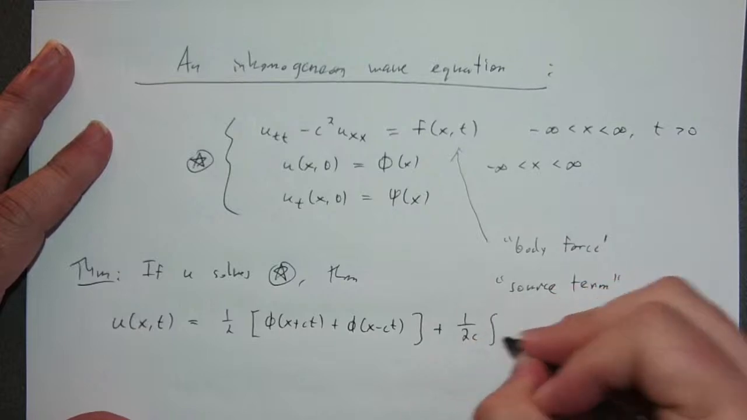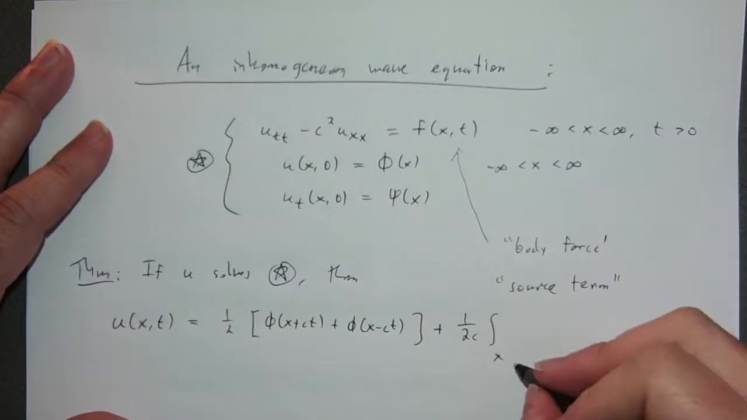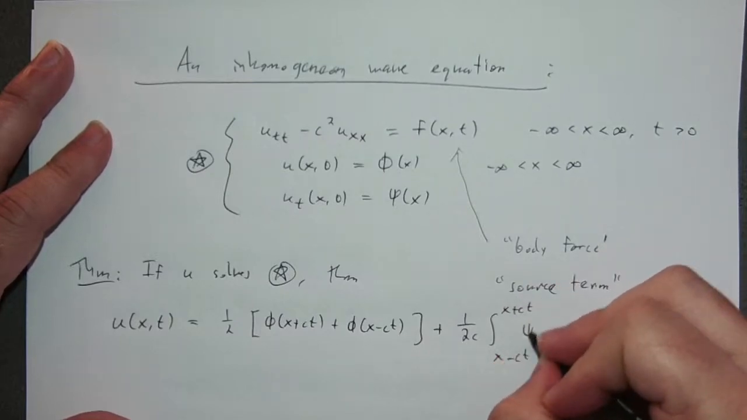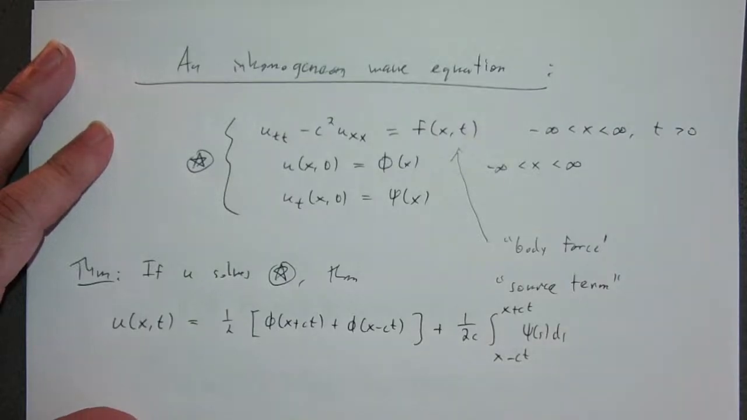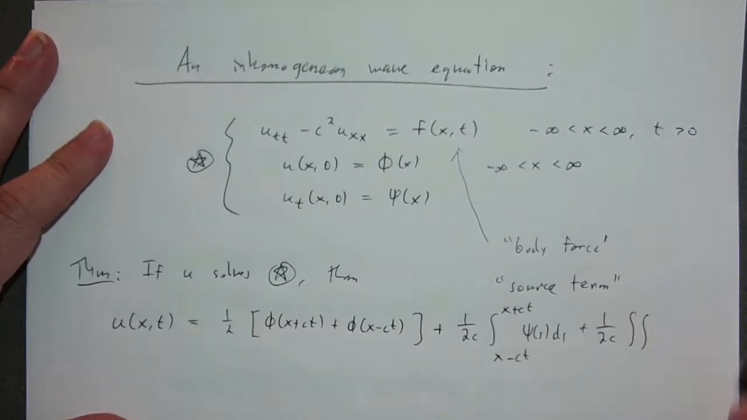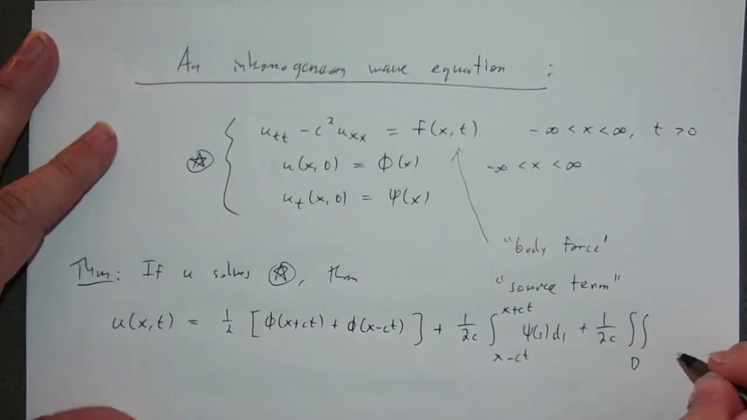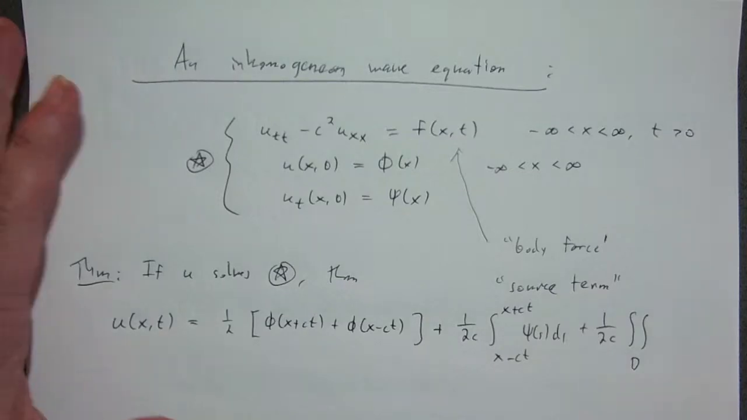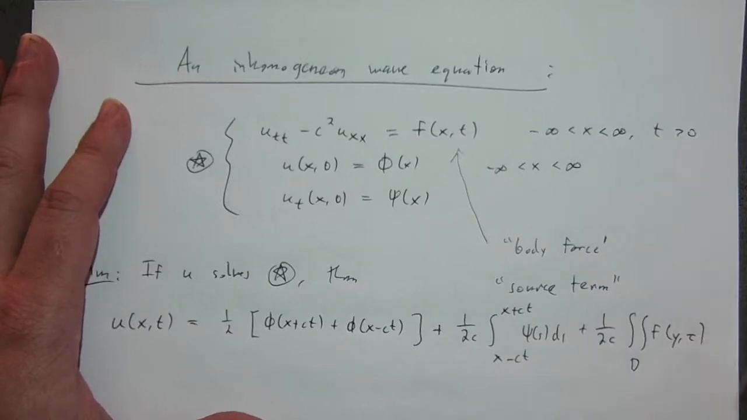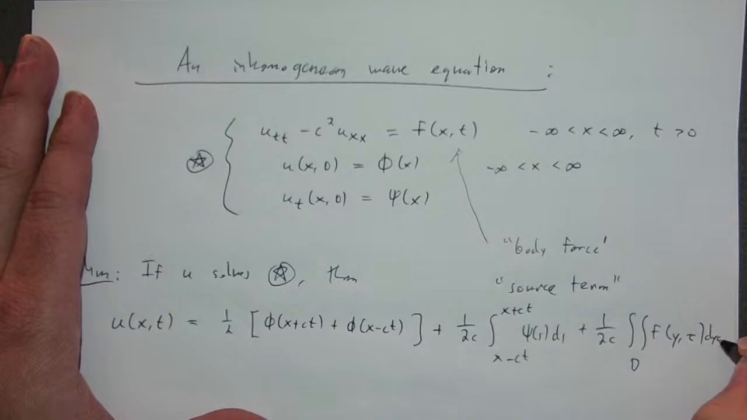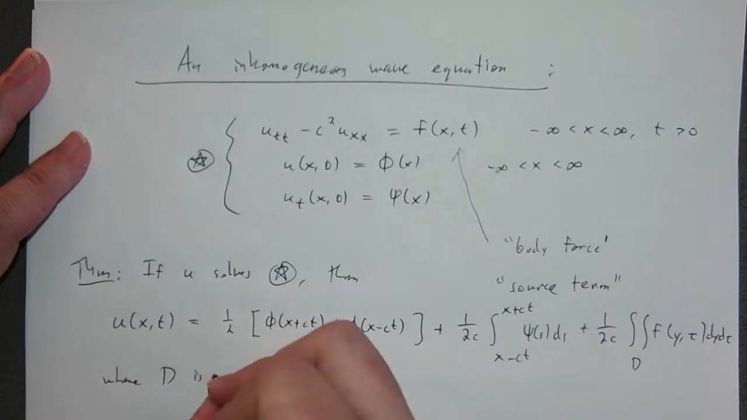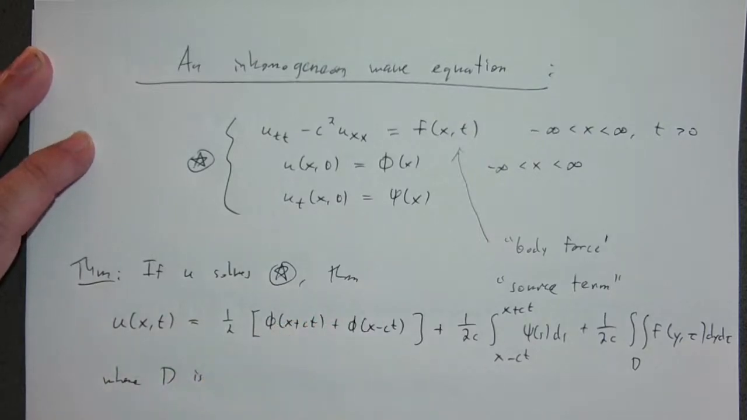If you like, this is the homogeneous part. Thinking back to ODE, homogeneous plus particular, plus 1 over 2c times the integral over D of f of y, tau, dy d tau, where D is exactly the domain of dependence.